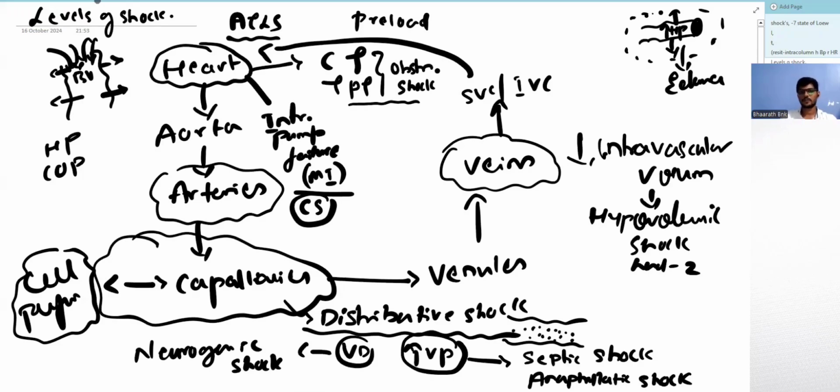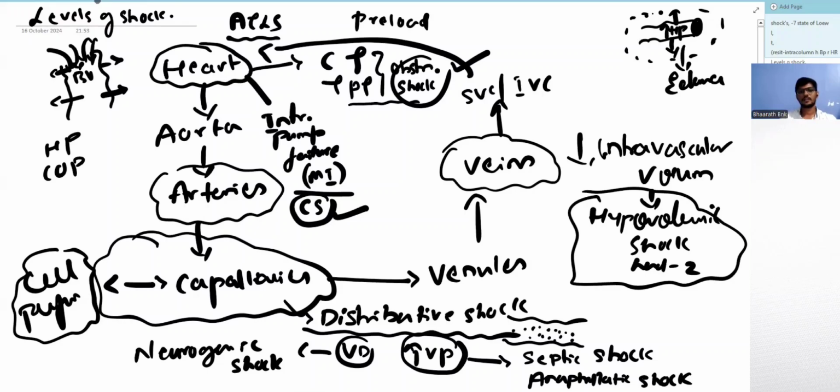There are three levels of shock. One is at the level of the heart, one is at the level of the arteries and veins, one at the level of the capillaries. Those at the level of the heart can be a cardiogenic shock or it can be an obstructive shock. And that at the level of arteries is a hypovolemic shock. And that at the level of the capillaries is a distributive shock.